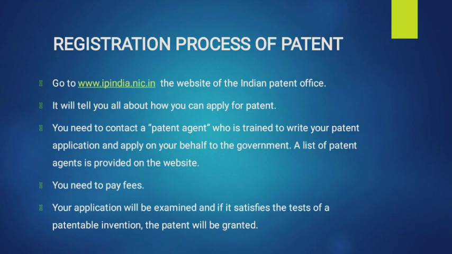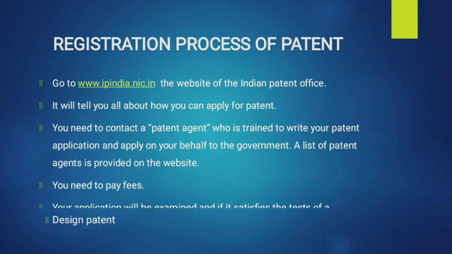Next, we can understand how to register a patent. To register a patent, go to www.ipindia.nic.in. This is the website of the Indian Patent Office. It will tell you all about how you can apply for a patent. You need to contact a patent agent who is trained to write your patent application and apply on your behalf to the government. A list of patent agents is provided on the website. You need to pay the fees. Your application will be examined, and if it satisfies the test of a patentable invention, the patent will be granted.